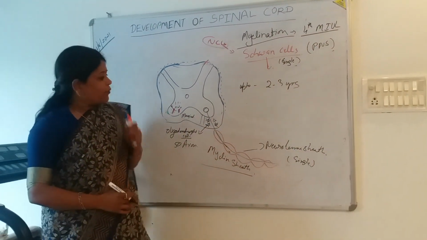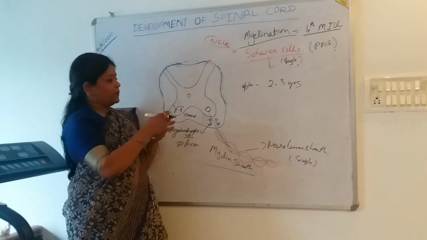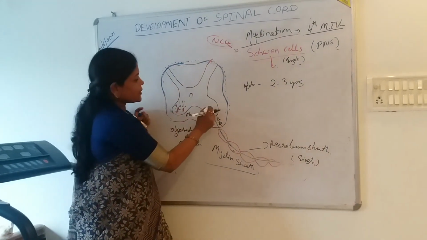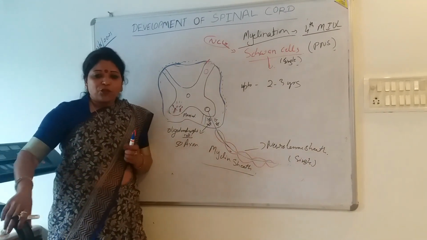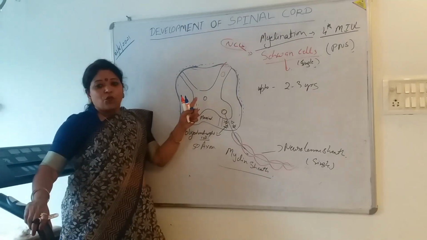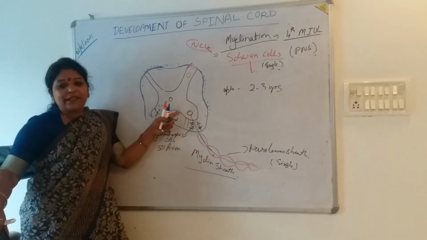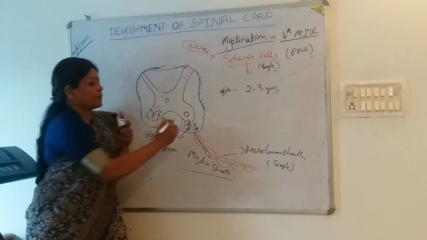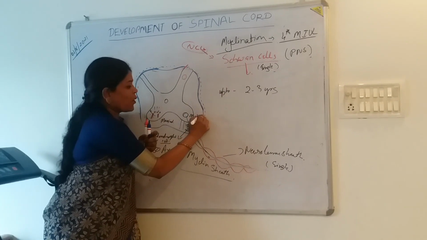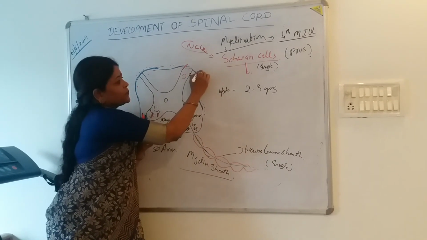Clear? One thing more important is, look here. This is the motor and here it is the sensory one. Which neuron has got the priority to differentiate earlier, either this motor one or this sensory one?